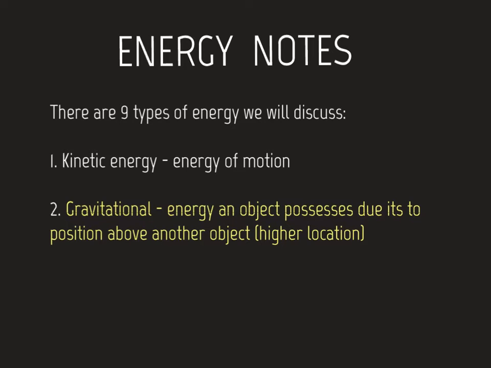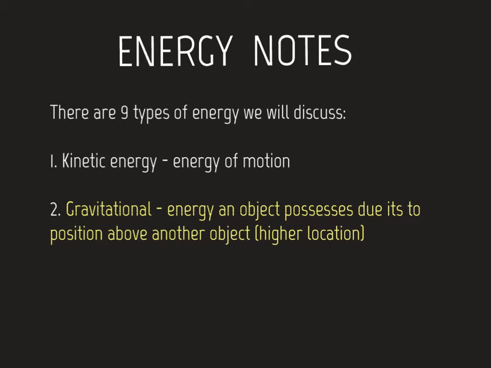So the first two are probably the most common ones, the ones that we will probably spend the most amount of time talking about. The first one is kinetic energy, which is just energy of motion. So it's the energy that any moving object has. The next one is gravitational, which is energy an object possesses due to its position above another object. So when an object has a higher location over another one, right? So that's gravitational, or later we'll talk about how it's really gravitational potential energy.